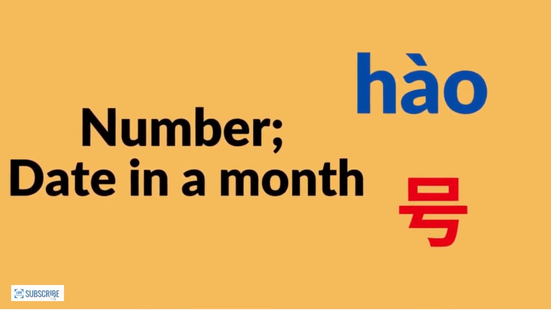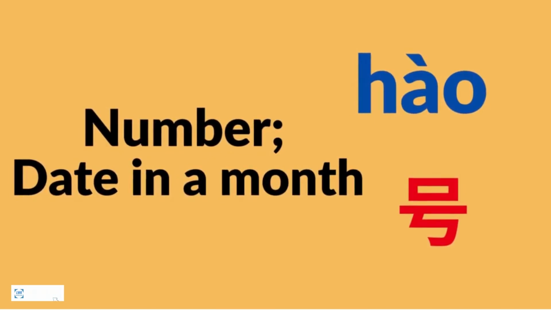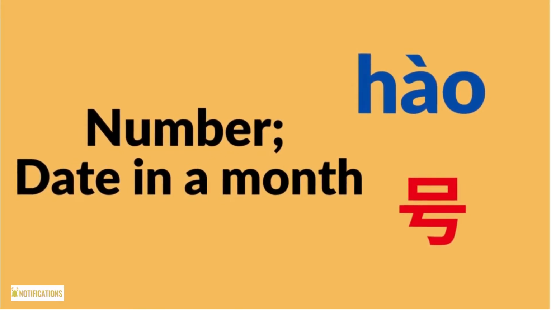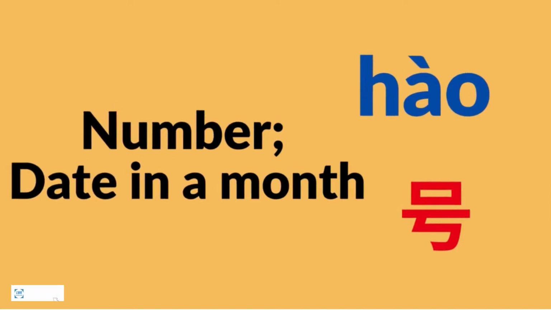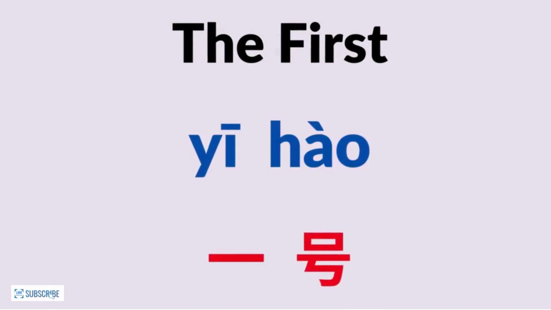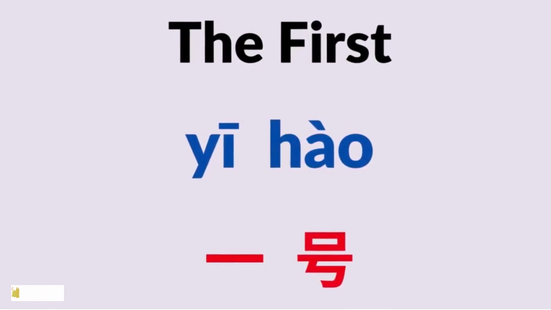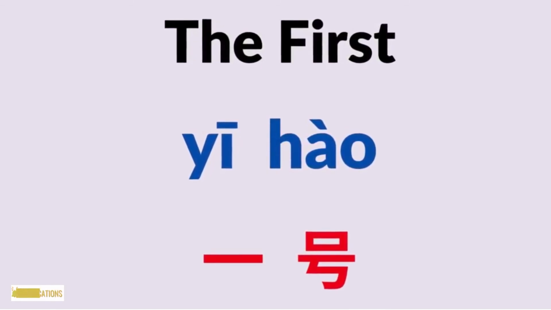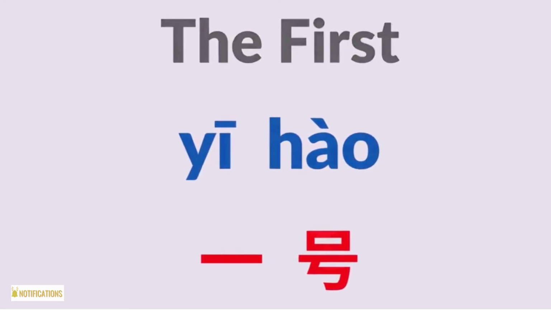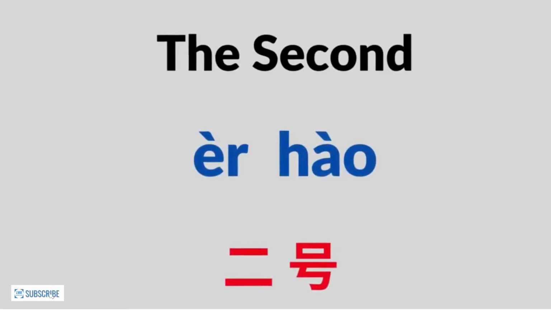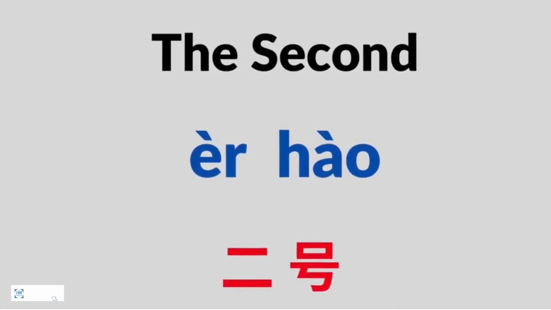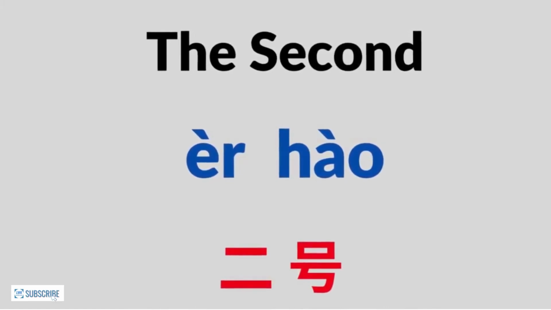Hao means number, the date in a month. Please read after me. Hao. Yi Hao, the first. Yi means one. Yi Hao. Er Hao, the second.